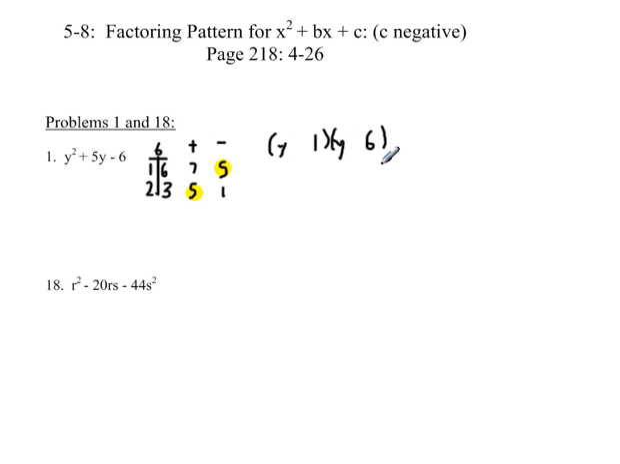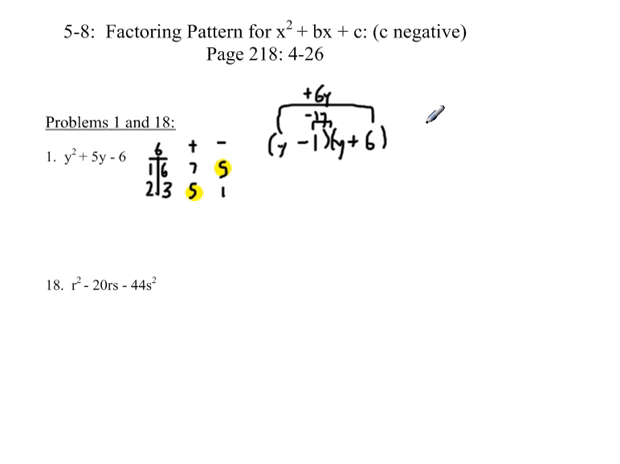Now we need to figure the signs out. We've got outer terms of 6y, and our inner terms are 1y. And if I want to get a positive 5y, it'll be plus 6 minus 1. So your signs will enter like this. So it's y minus 1, y plus 6.